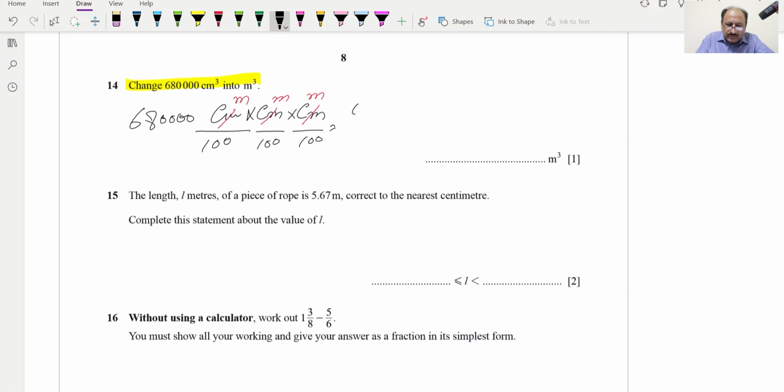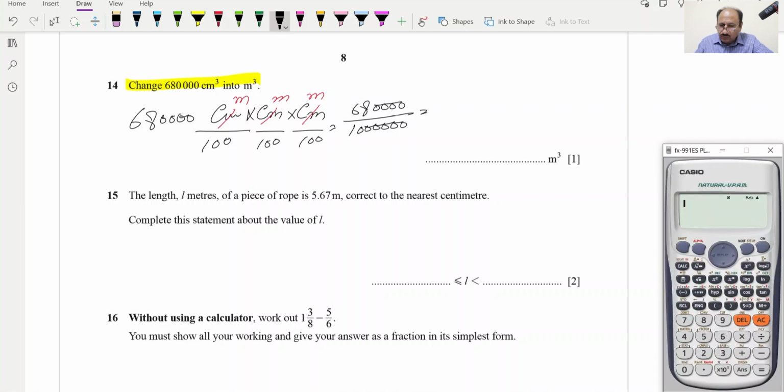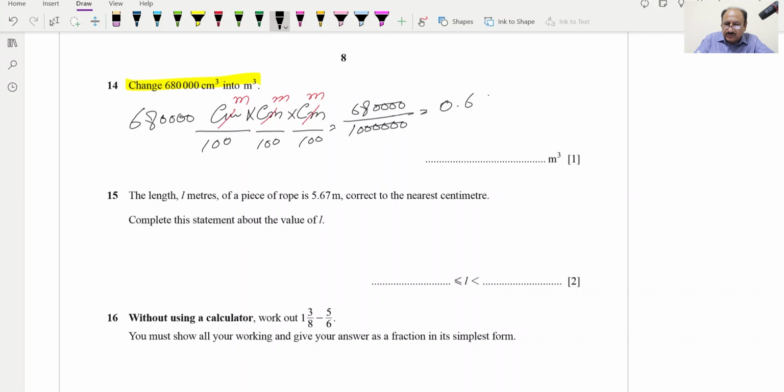And this will be what? This will be 6, 8, 1, 2, 3, 4 zeros, and divided by 1, 2, 3, 4, 5, 6 zeros. And you can use calculator for this one. It will be 6, 8, 1, 2, 3, 4 zeros, and divided by 1, and 1, 2, 3, 4, 5, 6 zeros, and this is given as 0.68. This will be the easiest technique for unit conversion. Hopefully you understood this.